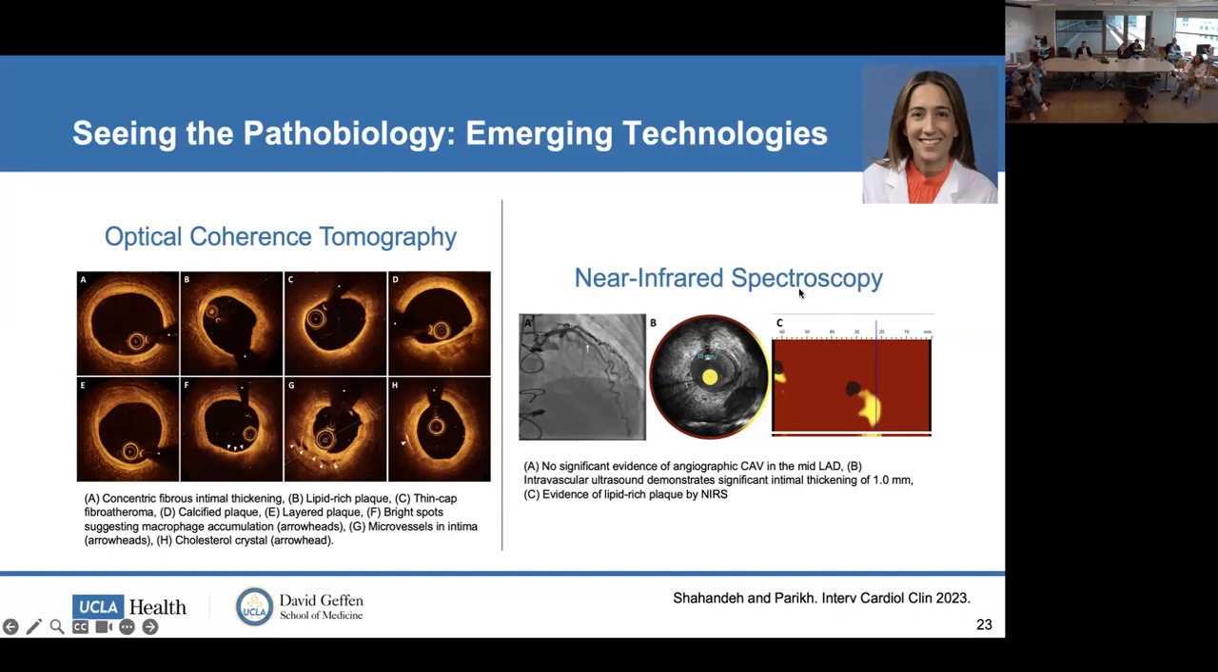Similarly, the near-infrared spectroscopy, or NIRS, offers additional data here. So you can see here on the angiogram, there doesn't look like there's any significant lesion in the proximal LAD, but on IVUS, this is one of our patients from last year, you can see quite a bit of intimal thickening, up to 1 millimeter. And then on the chemogram, which is what we get from our infrared catheter, you can see this yellow means it's a very lipid-rich plaque. And so that has implications down the line for these patients.